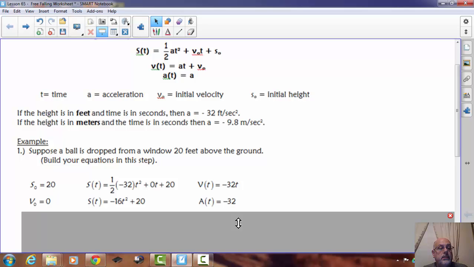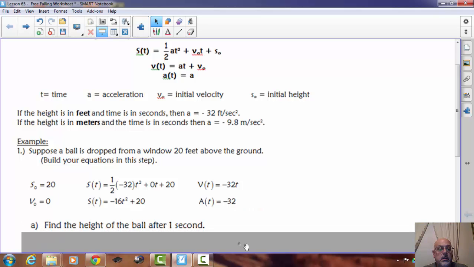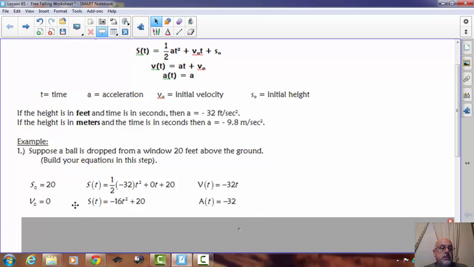So if we continue on the left side, S of t is equal to negative 16t squared plus 20. Your a of t on the right side is just negative 32. So there are your functions. You have S of t, v of t, and a of t. The problems we were looking at the last couple of days, I gave you the S of t. Now you've got to take the components from the problem and build that function. And then v of t is your first derivative, and a of t is the second derivative.